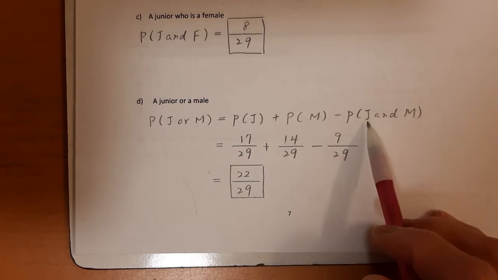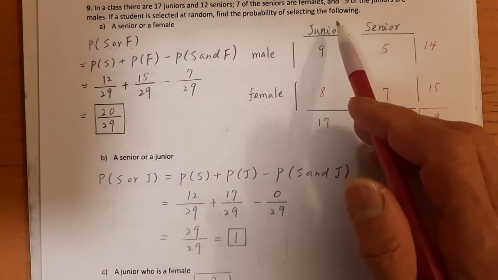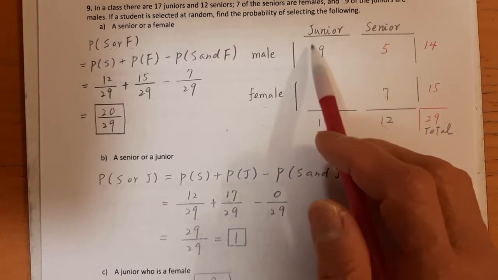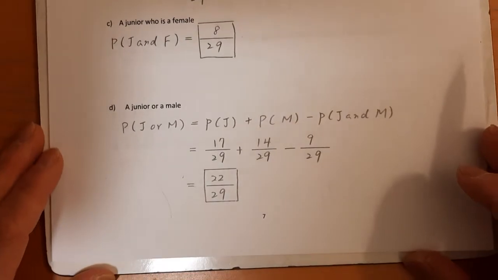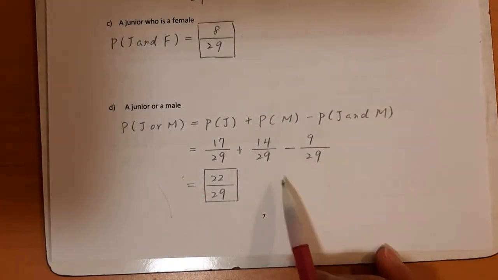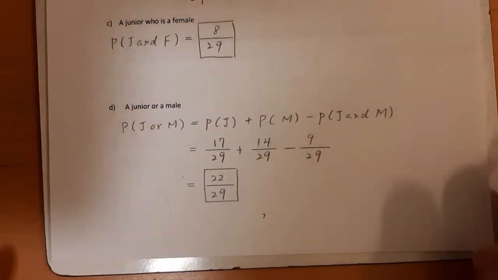Minus probability of junior and male. Junior and male, it's 9. So it's 9 out of 29. Subtract and figure out the answer, 22 over 29.